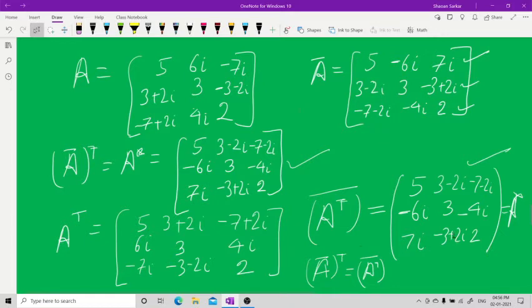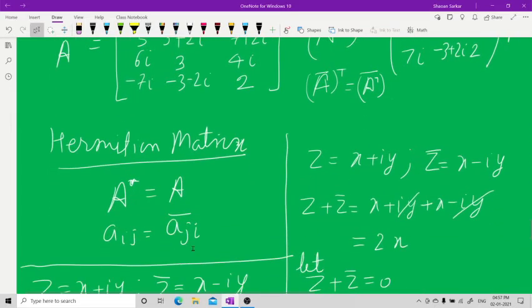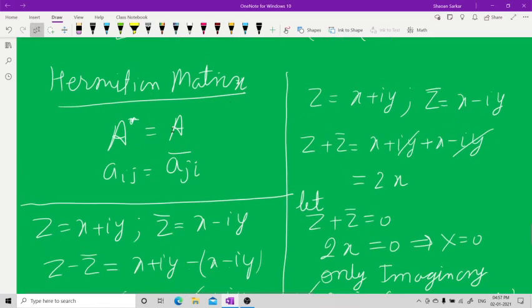This is a plus here, so minus here. This is minus here, so plus here. This is a minus here before 2i, therefore this is a plus 2i. And then this is same. This matrix is same as this. So whether you take the conjugate first and then take the transpose, or you take the transpose first and the conjugate later on, it does not matter. Now, this is our Hermitian matrix as I have been telling you.